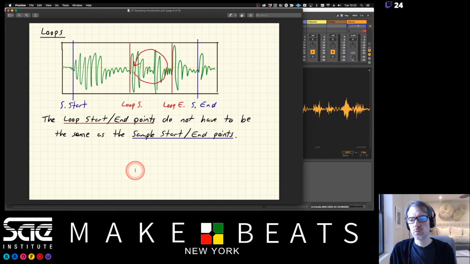And then here's your loop stuff here. The blue part here is your sample start, and you've got your sample end over here. And the red part in here is what we're looping. So with different samplers, it's not the Simpler instrument, you can actually have the loop be inside of the sample. So the loop start or end points do not have to be the same as the sample start or end points. They can be different depending, again, on the sampler.